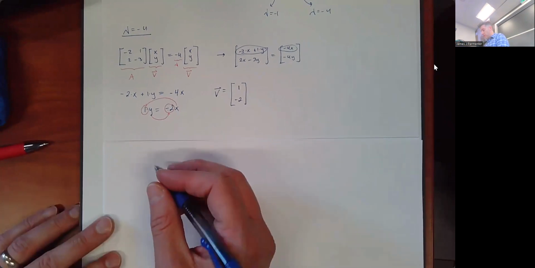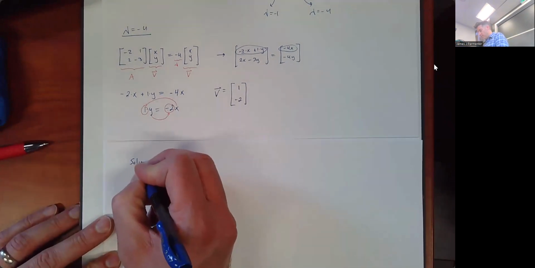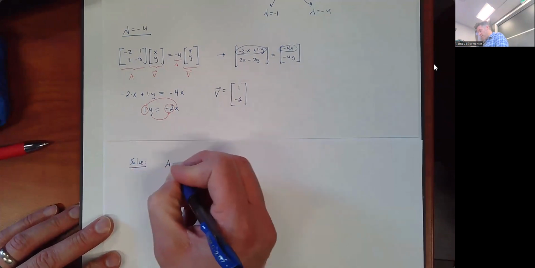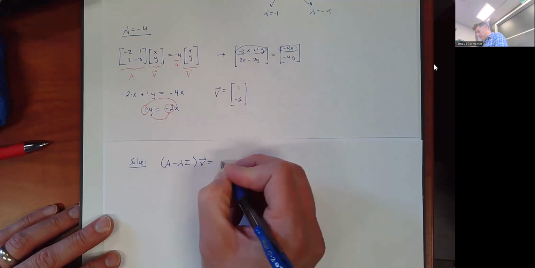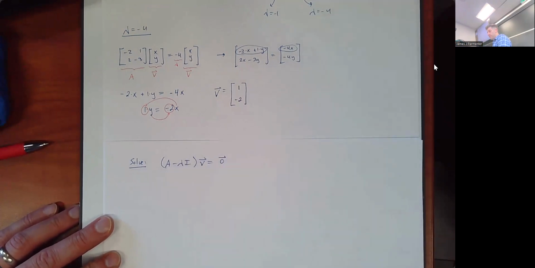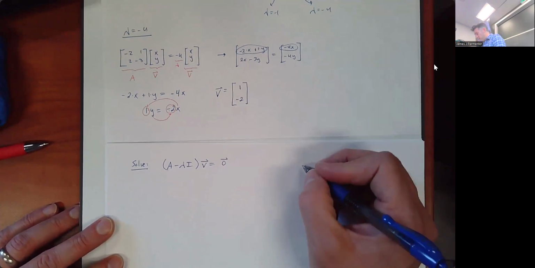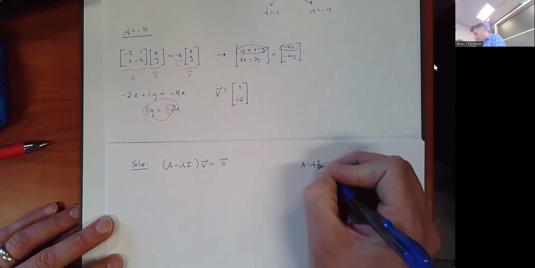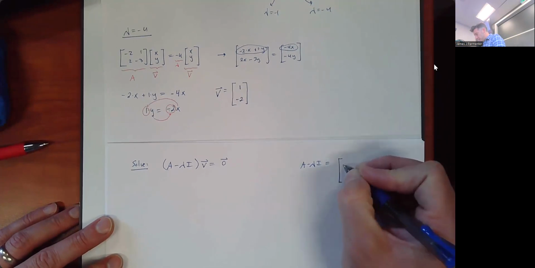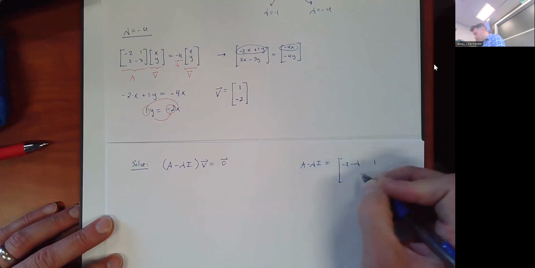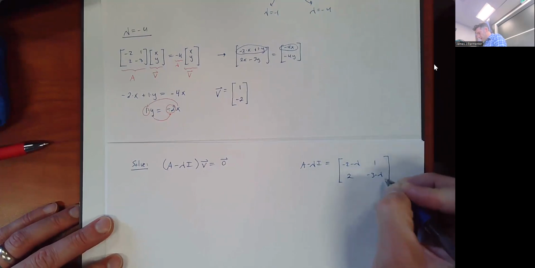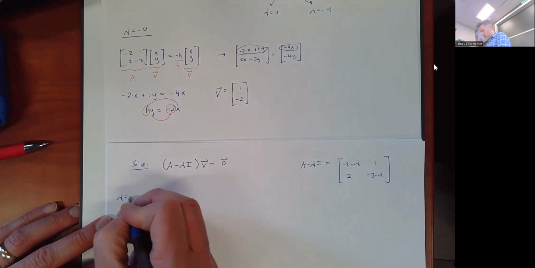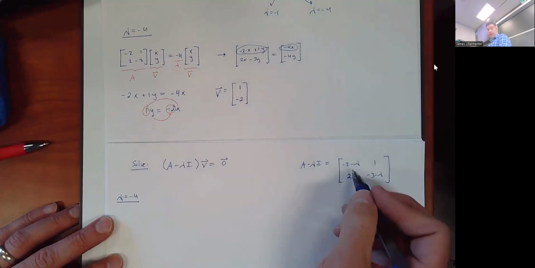So the other way to do it is to say, I'm going to solve A minus lambda I times the unknown eigenvector equal to the 0 vector. So over here, here's A minus lambda I, just so y'all remember, it's -2 minus lambda, 1, 2, and -3 minus lambda. And then for lambda equal to -4, I'm just going to plug that in.